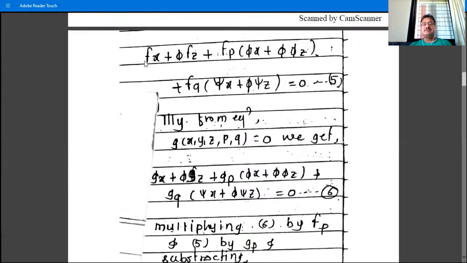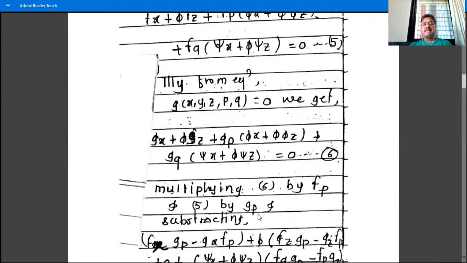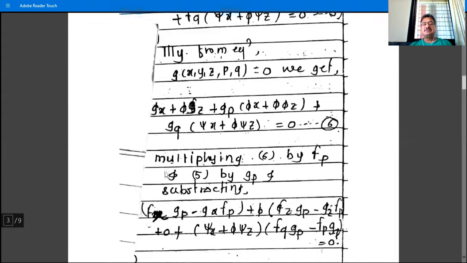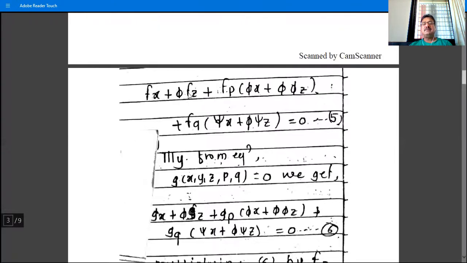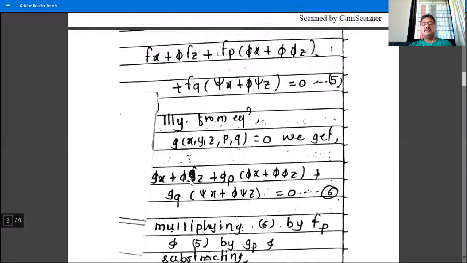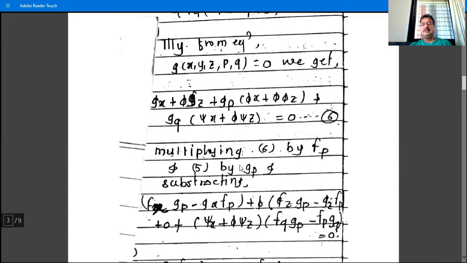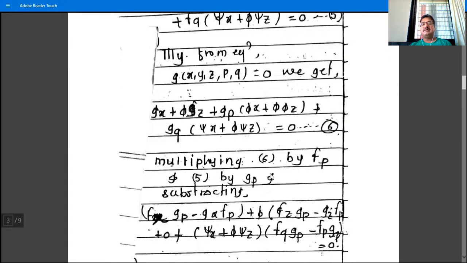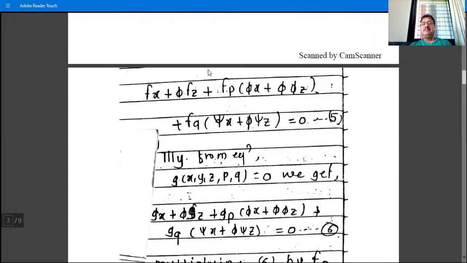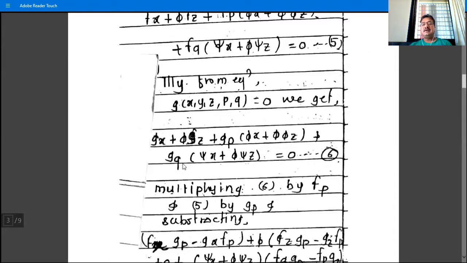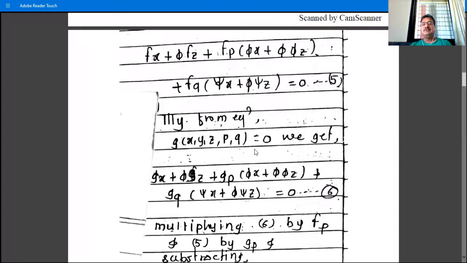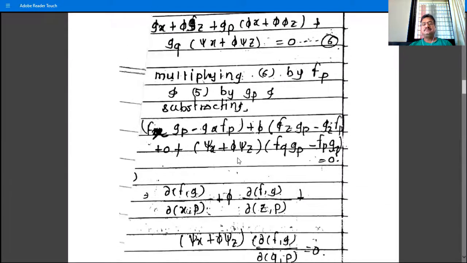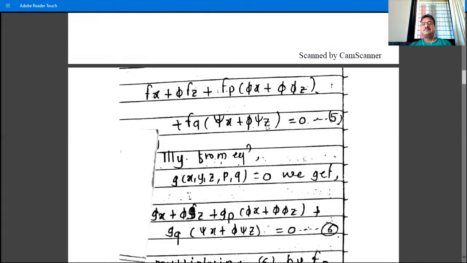We have this term fx multiplying by GP, so fx GP minus gx FP. The next term, phi, take phi as common. So we have fz GP minus gz FP. Okay, and this term gets cancelled: FP GP (phi x plus phi z) and GP FP (phi x plus phi z). So after subtracting, this term gets 0, and then from the next term take this psi x plus phi psi z as common.